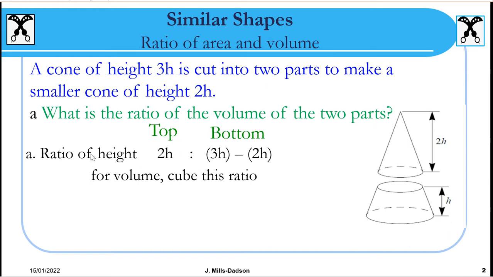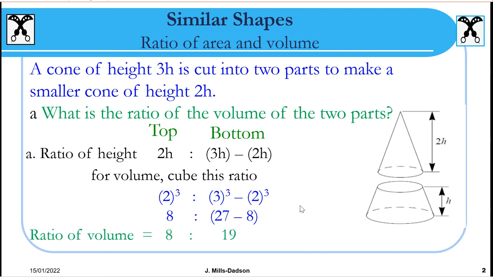So this is the ratio of height. We want the ratio of volume, so we need to change height into volume by cubing each, and because they are all of height, we can use only the numbers. So 2 cubed, 3 cubed minus 2 cubed separately. So you're going to have 8 is to 27 minus 8, and that gives you 8 is to 19. That's the ratio of volume, and it makes sense.